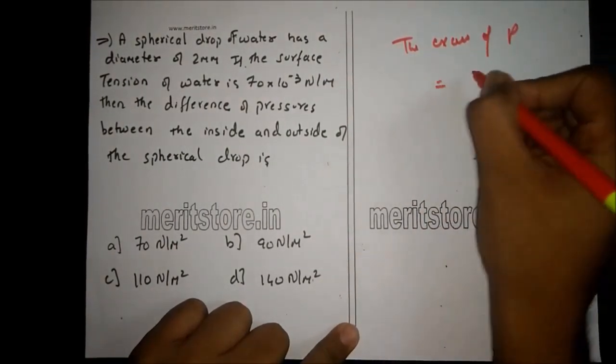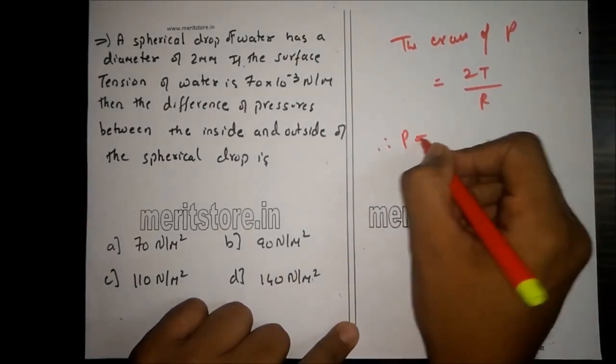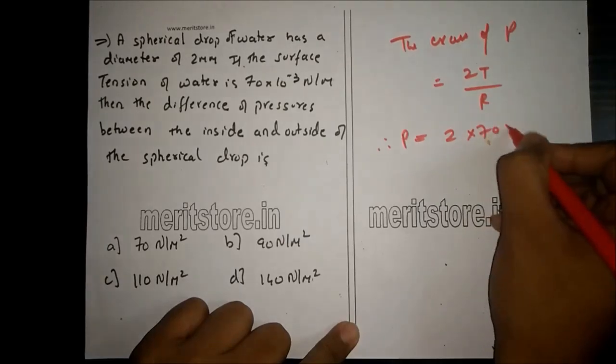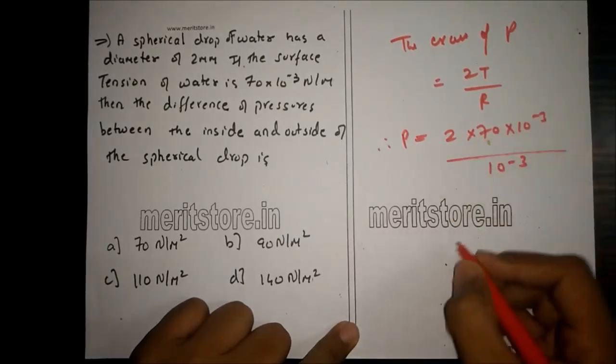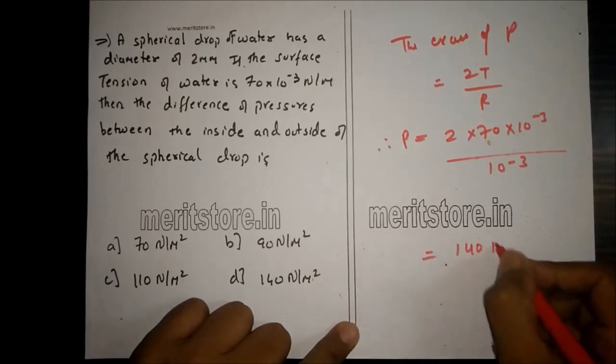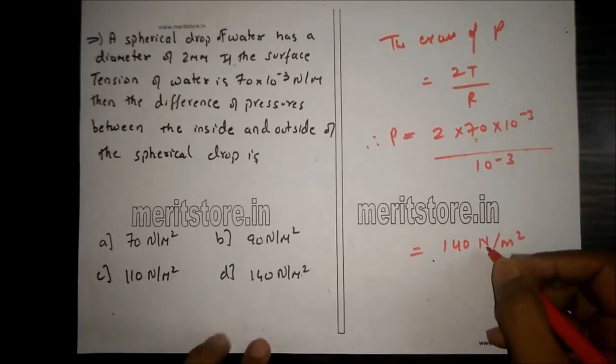Now, the excess of pressure in a water drop is given by 2T upon R. Therefore, P excess is equal to 2 into 70 into 10 raised to minus 3 upon 10 raised to minus 3, which is equal to 140 Newton per meter square. Therefore, here the correct answer will be option D.